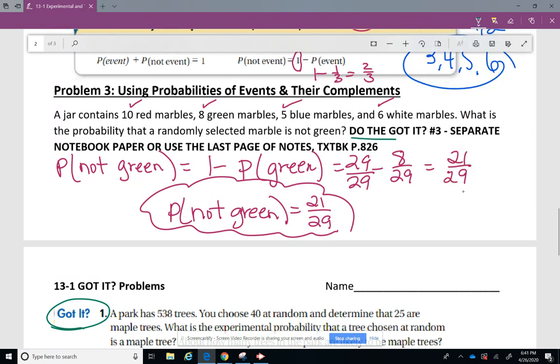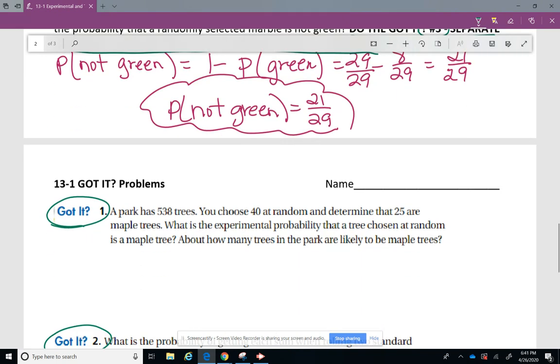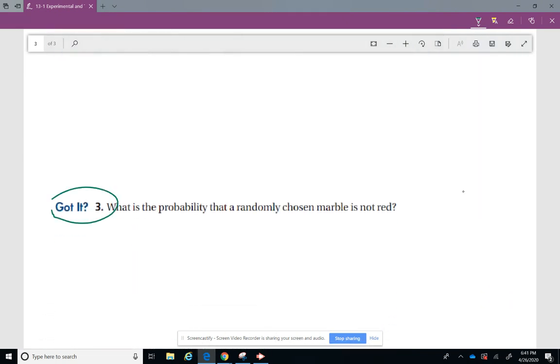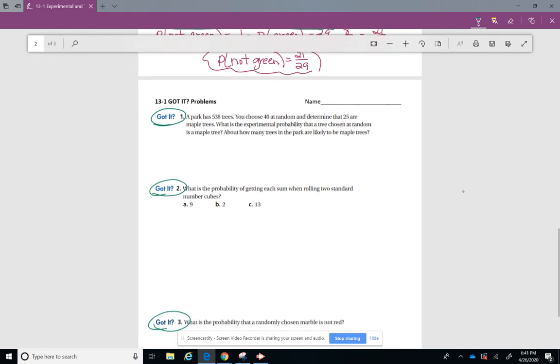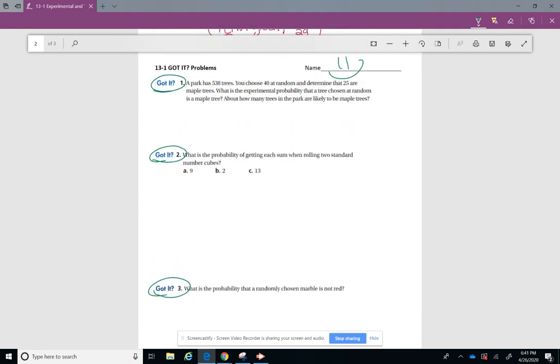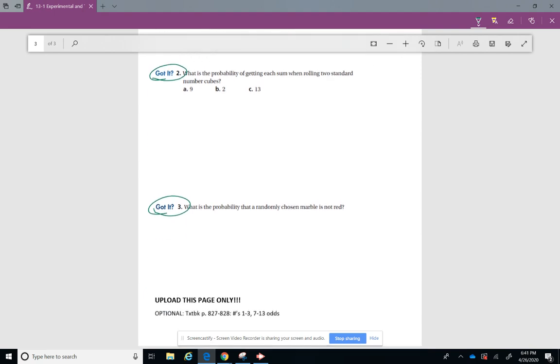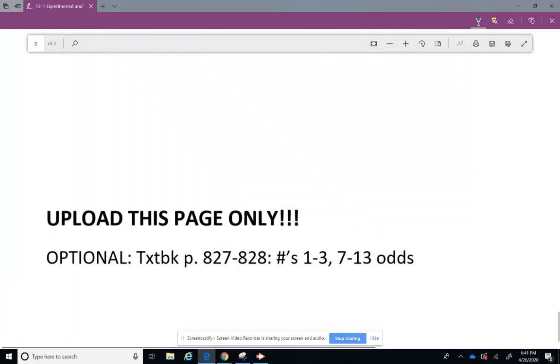All right, so you're going to do the got it problem number 3 either on separate notebook paper or use the last page. So here's the last page. Here's got it problem number 3. That's the page that you're going to put your name on it and show the work for those problems right there on the page. Or if you do it on separate notebook paper, I still need to see any work that you do. And then upload this page only. And then if you want more practice, these are optional, okay? These are some other problems you could go do to practice it.